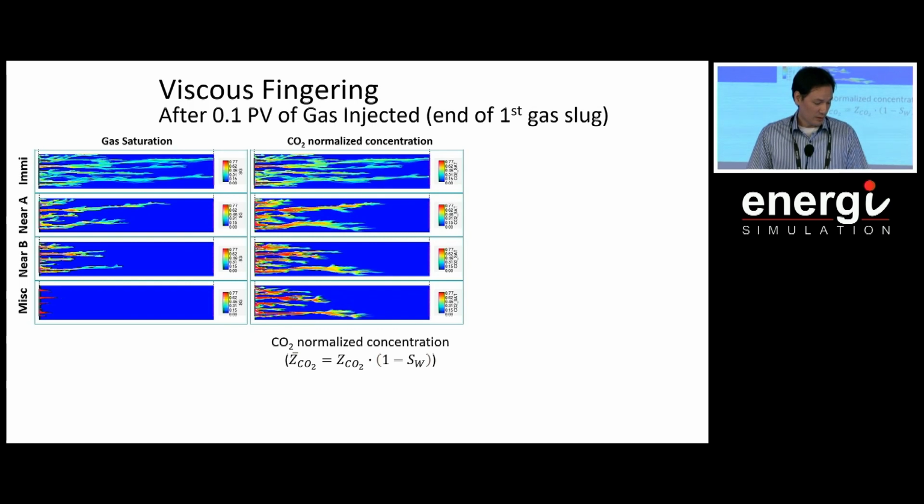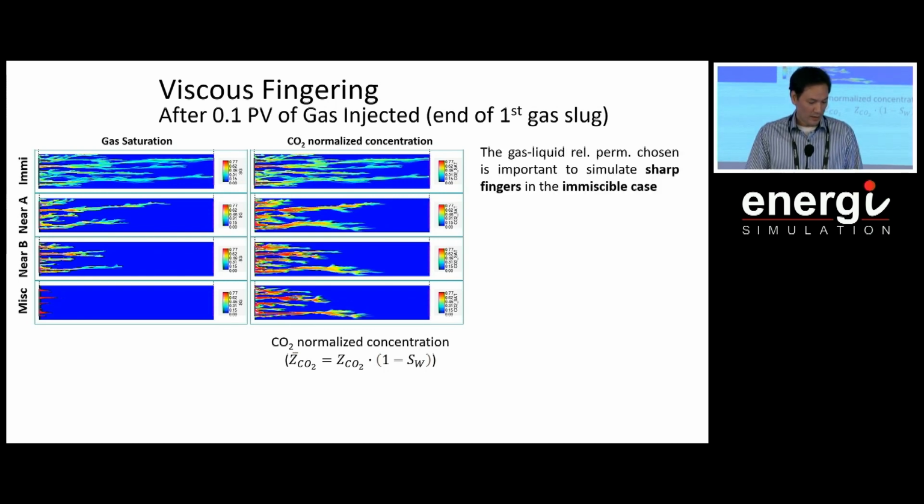And here I show you the CO2 normalized concentration, which is the total concentration of CO2 times everything not water in our model, just so we can follow the CO2. And it's interesting to compare, because in the miscible case, most of the CO2 is in the oil phase, it condenses in the oil phase, so there is not a lot of gas in the system, and that will have an effect later on. I'll show you.